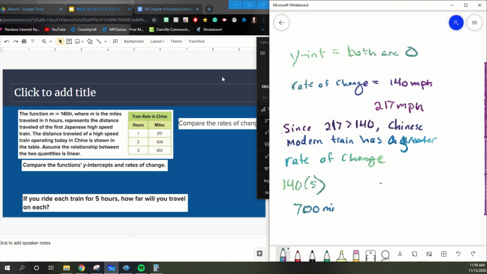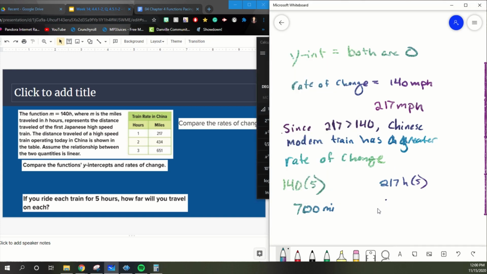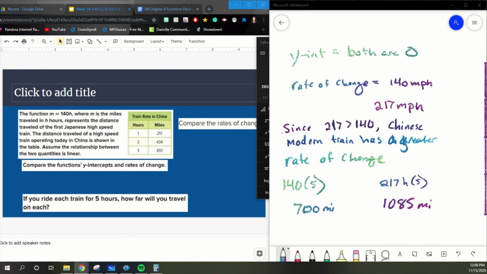If I extend my graph here, or I find the function 217h, where h is going to be 5, I'm going to be multiplying 217 this time times 5. And I get 1,085 miles. So we'll travel 1,085 miles on the modern Chinese train. So, wonderful. That's that problem. We've answered all the questions it has asked us.